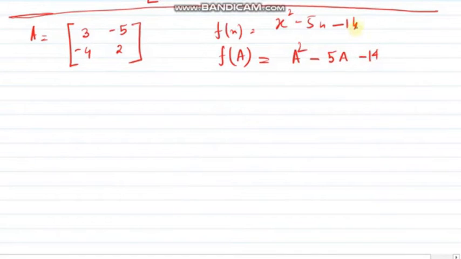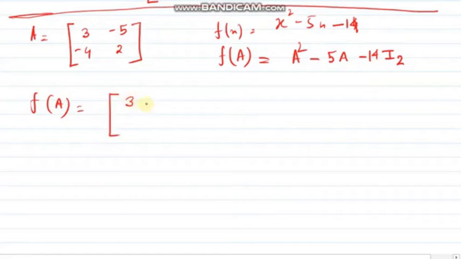What am I going to do with this minus 14? Whenever you have only a numerical term, I am going to replace it with 14 times the corresponding identity matrix. This matrix is of 2 by 2 order, so the corresponding identity matrix will be of 2 by 2 order, right? So what will be your f(A)? Just check. f(A) will be A squared.